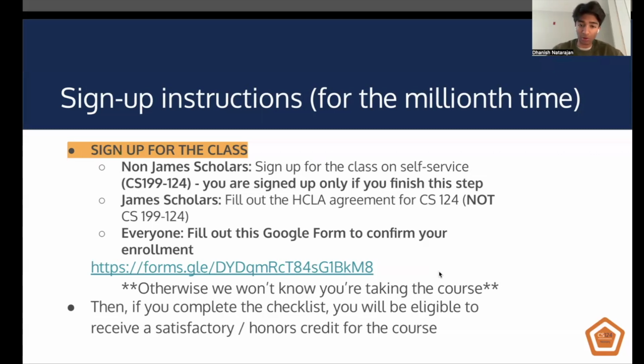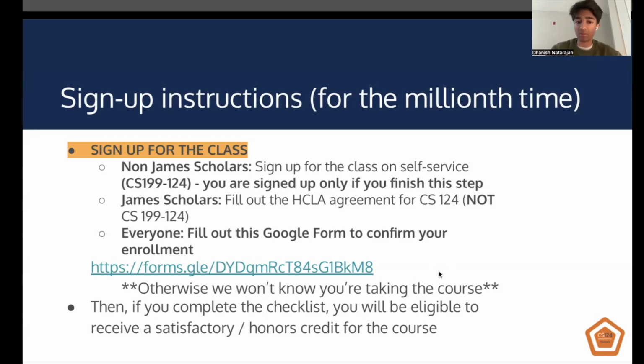And for James Scholar students, you do not sign up on self-service. Instead, you fill out the HCLA agreement form for CS124, not CS199124 or anything else, just for CS124. How do you find this HCLA agreement form? You would try to go onto your college website and look for the HCLA form that corresponds with your college. And that's how you find it and you can fill it out.